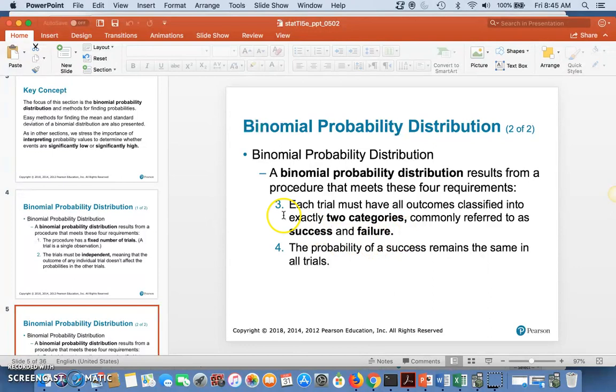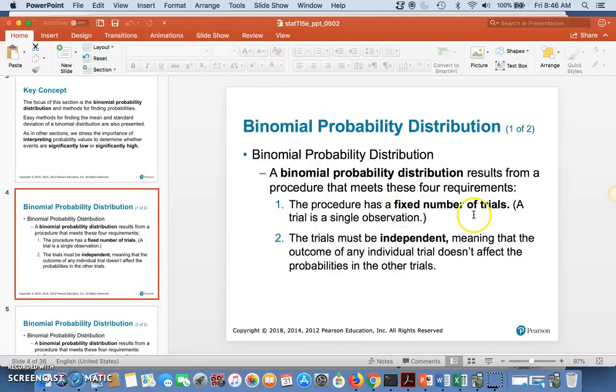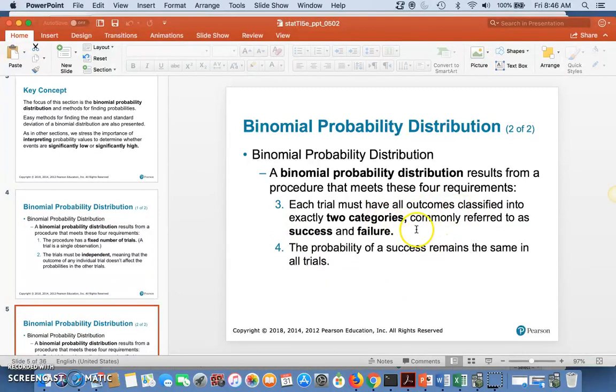Number 3, each trial must have outcomes classified into exactly 2 categories, commonly referred to as success and failure. There are 2 possible outcomes. That's where the word binomial more or less comes from. You either have a success or a failure. You don't have 5 or 6 things you could choose from. The probability of a success remains the same in all trials. So let's review. Fixed number of trials. They're independent trials. It has to have the possibility of 2 outcomes, and the probability remains the same.